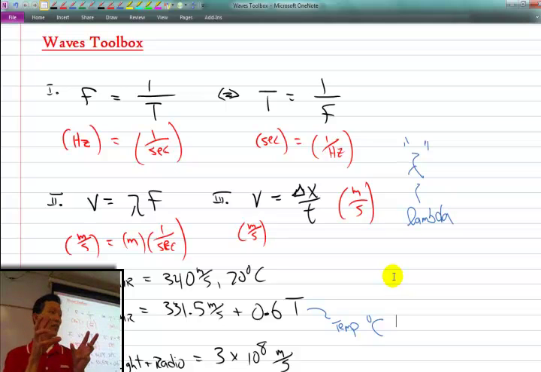So what we're going to do now in this short little podcast I'm putting together here is a little waves toolbox. It's all the equations we're going to use in this unit, okay?